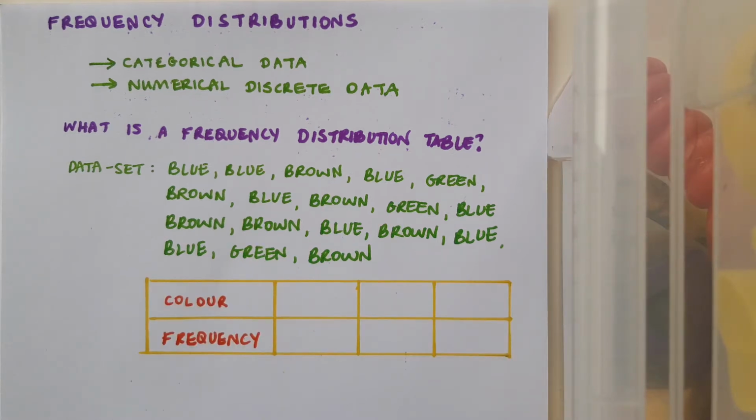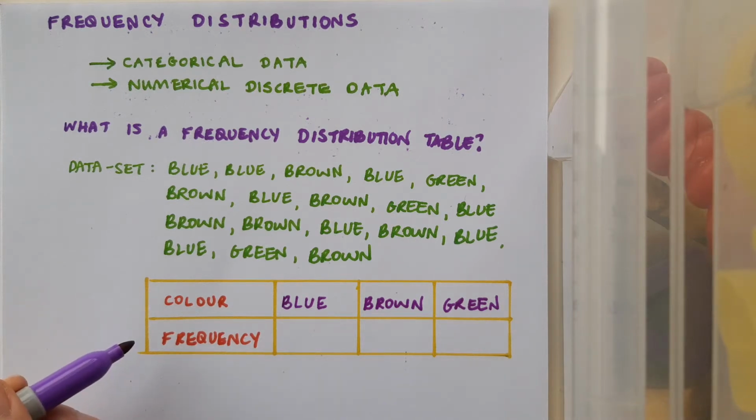And it looks like this. On the top line of the table, I record the data point. So in this case, that's colour, and there's 3 of them, blue, brown and green. And on the bottom row, I record the frequency of each of those. Now, when I'm trying to do that in this case, I don't want to accidentally leave one out. So I'm going to do a quick tally as I go through my list, and that'll help me keep track of how often each occurs.